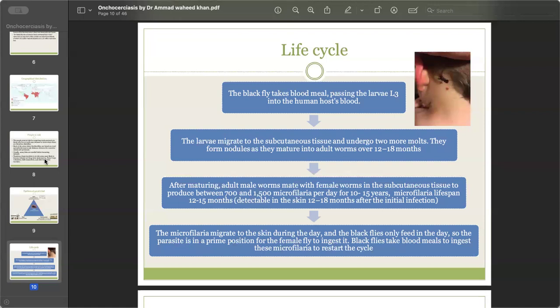Microfilaria lifespan is 12 to 15 months, and they are detected in the skin 12 to 18 months after the initial infection. The microfilariae migrate to the skin during the day, and the black flies only feed in the day. So the parasite is in a prime position for the female fly to ingest it. Black flies take a blood meal to ingest these microfilariae and restart the cycle.